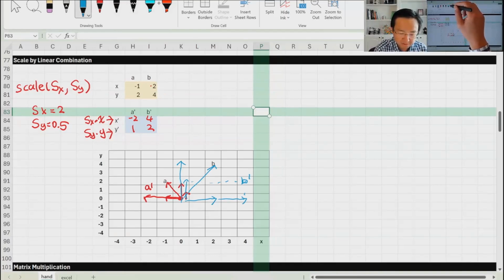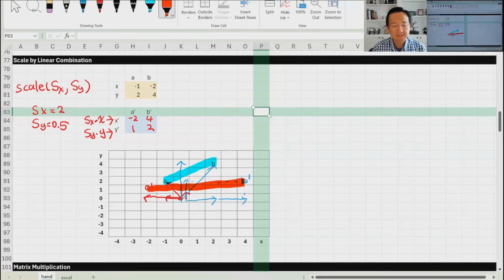Let's just draw. Does it make sense? Will they look smaller? So we have A and B here, and after the scaling it becomes kind of like this, okay, for this line. So that is scaling. That's what we want to accomplish with this equation.